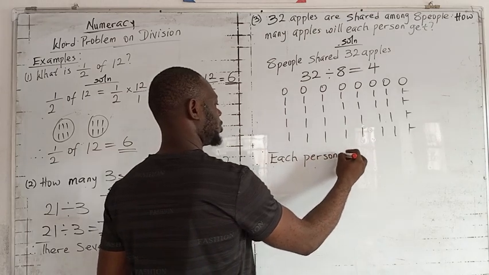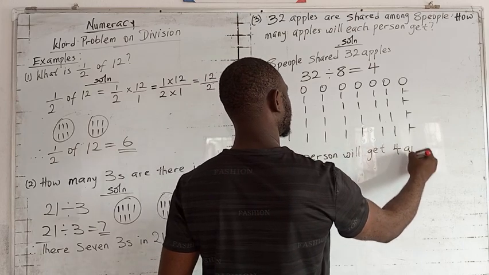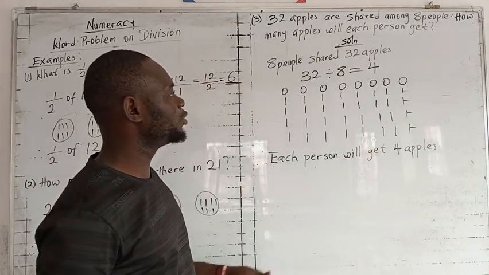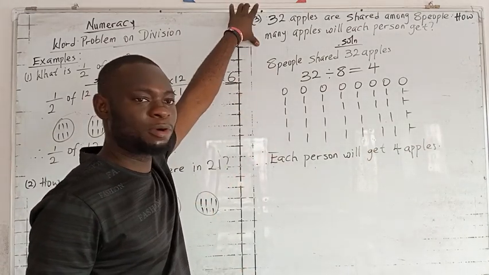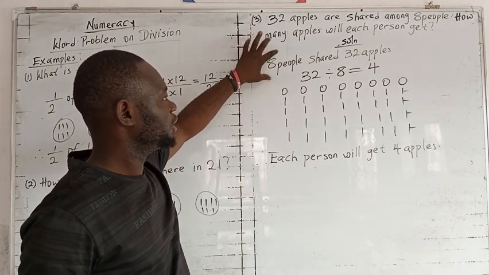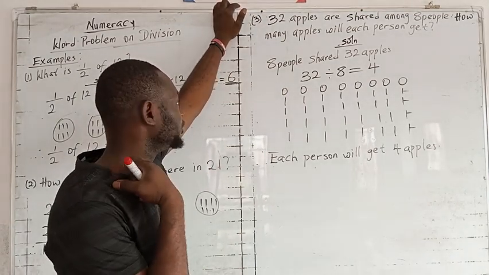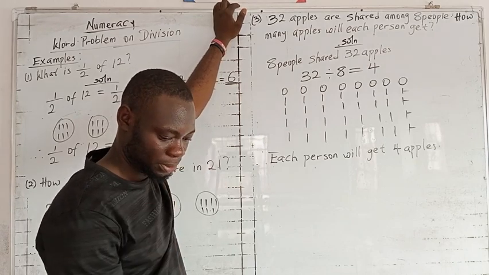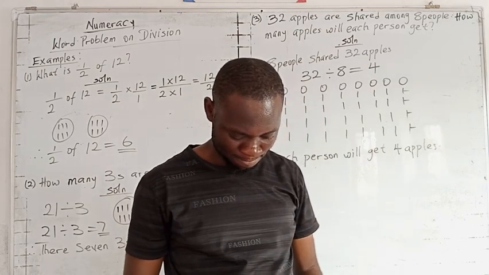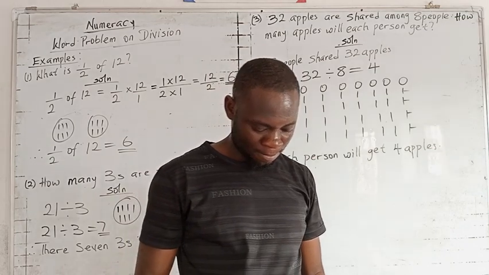Therefore each person will get 4 apples. You see, we are applying what we know in division to solve real life problems. We apply the sharing method to find the number of apples each of the 8 persons got as a result of sharing 32 apples.